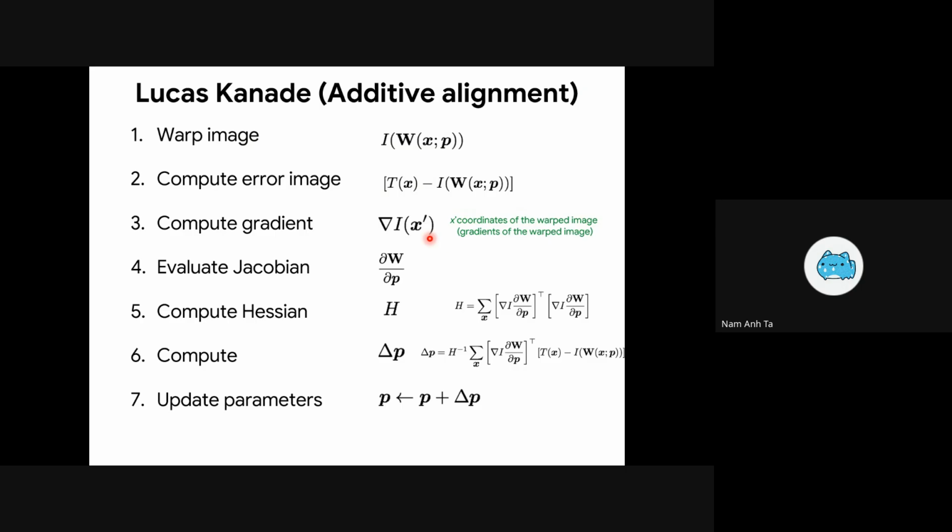The gradient uses the nabla operator. And then we evaluate the Jacobian, this right here, which determines how the warp changes with p. And then we compute the Hessian matrix, the H, which is a very complex matrix. And then we compute the delta p in this way. And then we update the parameters simply as this.